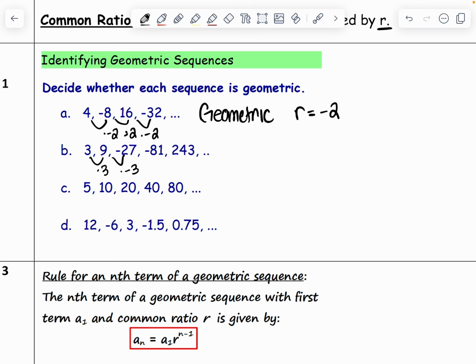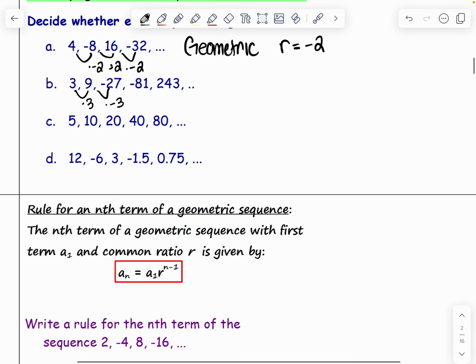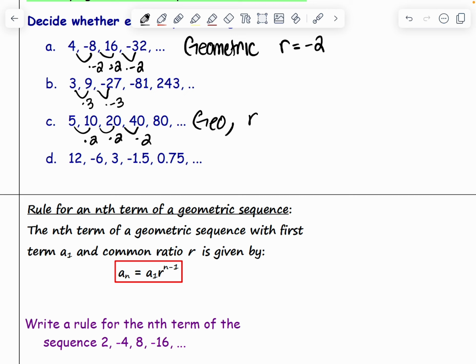the same common ratio every time. And then the last one, from 5 to 10, we're multiplying by 2, multiplying by 2 again, multiplying by 2 again. So this one would be geometric, and the common ratio would be 2.